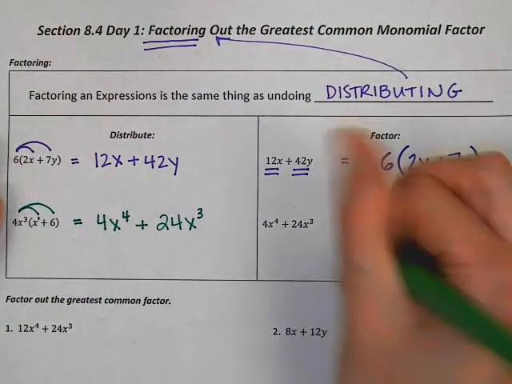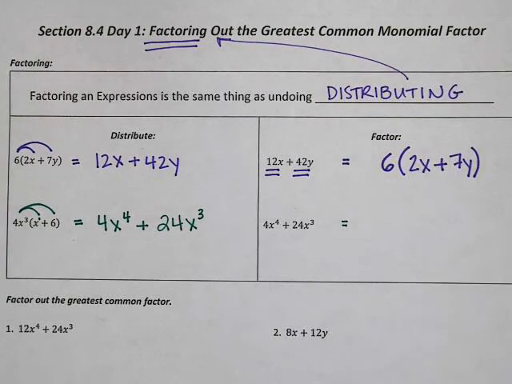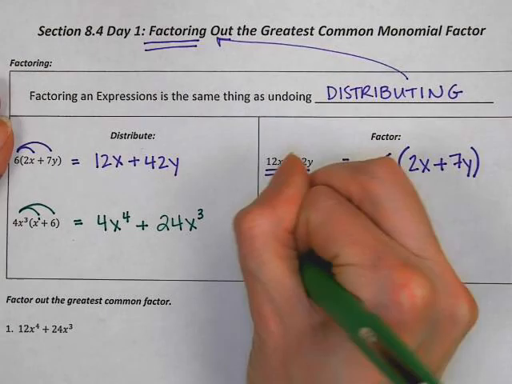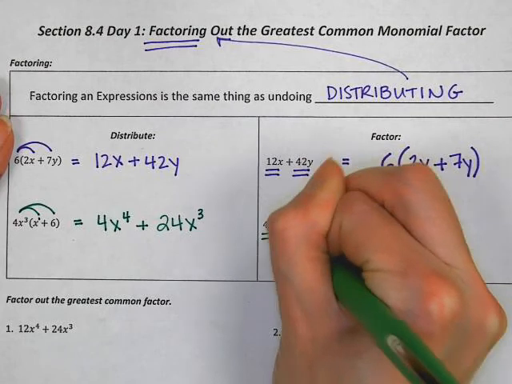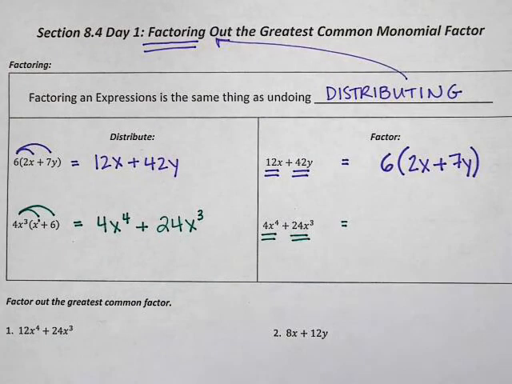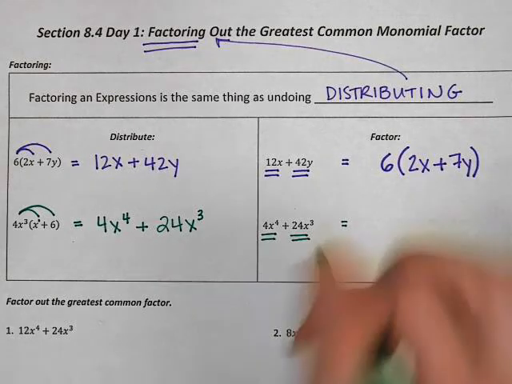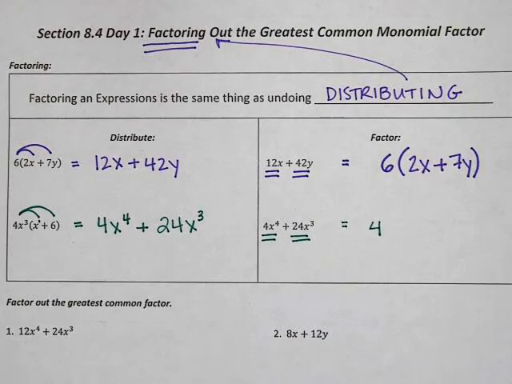Now how would we go backwards? And these are a little bit harder. First, what number divides into 4 and 24? What can you pull out? What's the biggest number that goes into 4 and 24? And hopefully you guys would say 4.